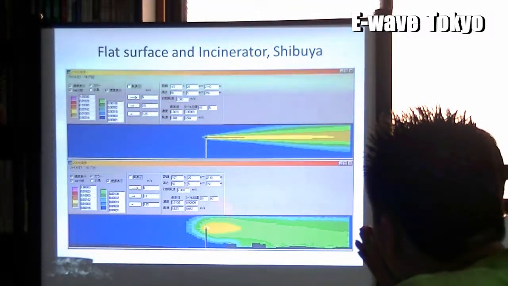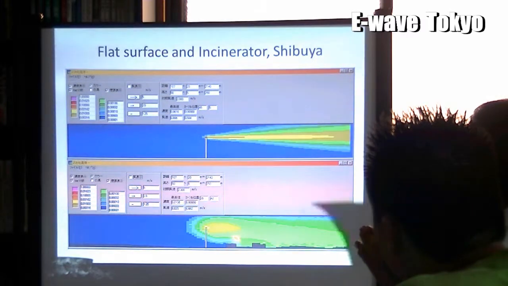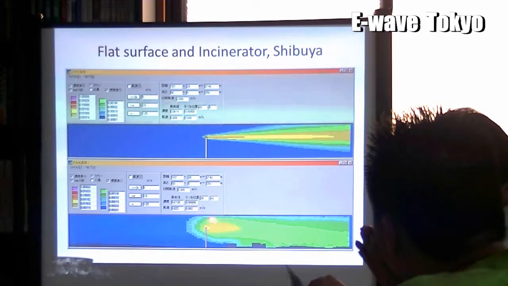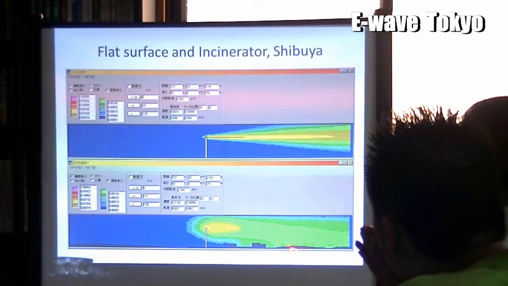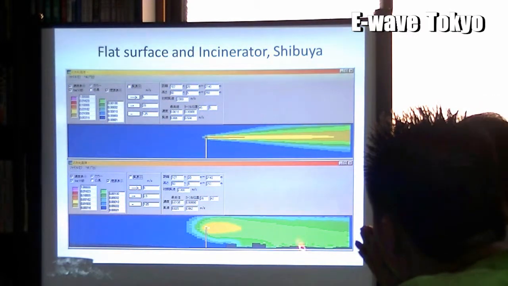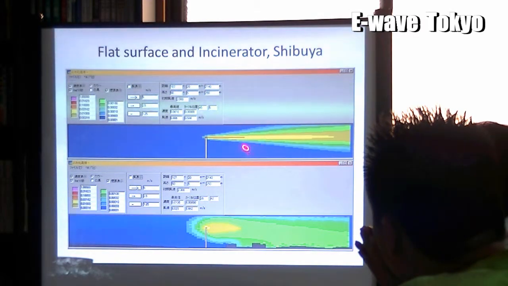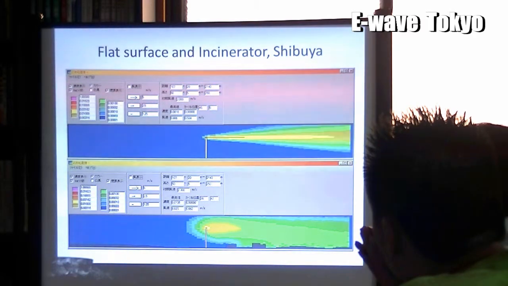This is the Shibuya example. This is done by 2D models. There are some buildings and a valley and a very small hill. If there are these things on the ground, air pollution like this goes down near here, and the concentration is higher than in the flat area. But the government and the Tokyo Metropolitan Government always use this model, the green one.